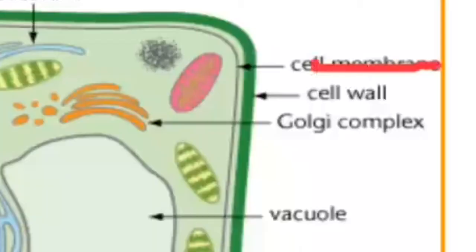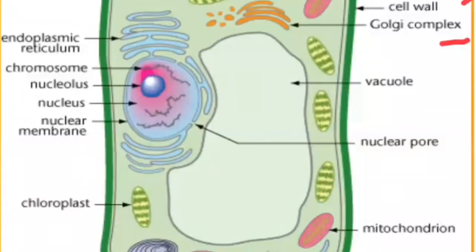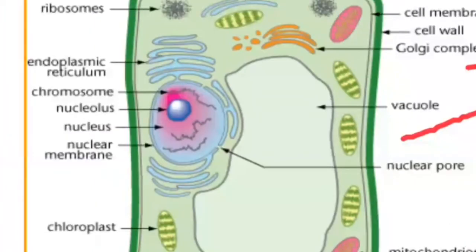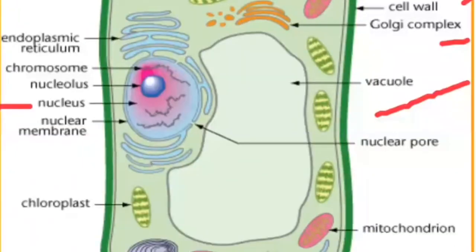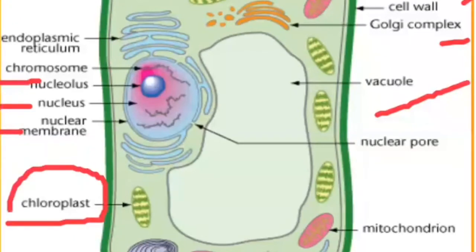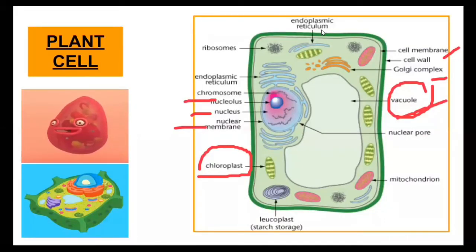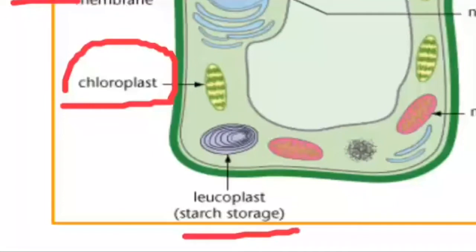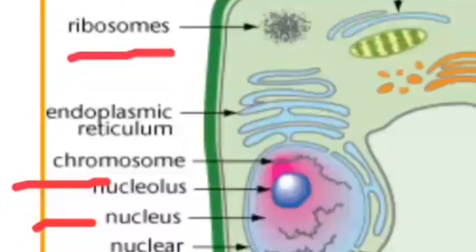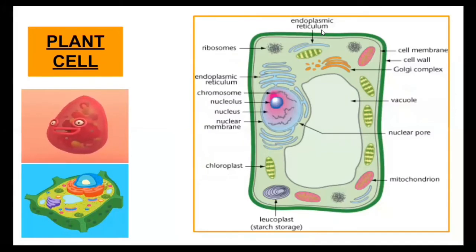Here there is the cell membrane, then cell wall, Golgi apparatus, a big vacuole you are going to see in this. The vacuoles are there in animal cell also, but in case of plant cell, the vacuoles are larger in size. Then the nucleus, here is the nucleolus, then the nuclear membrane, then a very important part known as chloroplast. You will find a big vacuole in the plant cell. Then there are these leucoplasts, the ribosomes, endoplasmic reticulum. The next we are going to see the difference between the plant and animal cells.